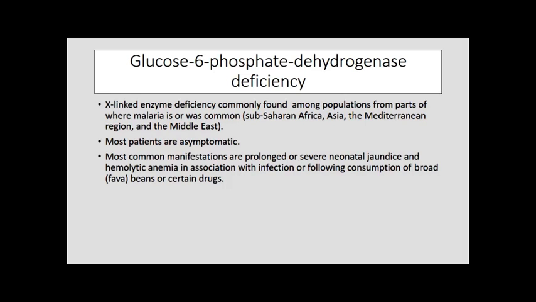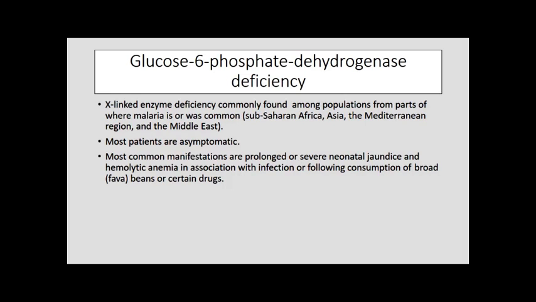Okay. This occurs more commonly in people from areas where malaria is or was common, like Sub-Saharan Africa, Asia, the Mediterranean region, and the Middle East. Okay, most patients are asymptomatic unless they are exposed to different drugs or different foods that tend to produce oxidative stress in the cells and produce these manifestations. Normally the most common manifestation, or when we discover that these people have this condition, is because they present with a severe and prolonged neonatal jaundice.